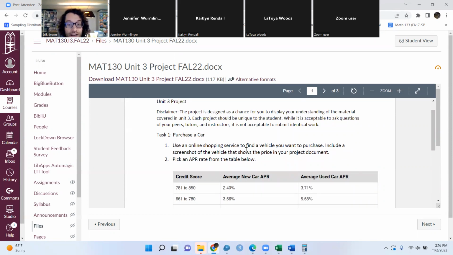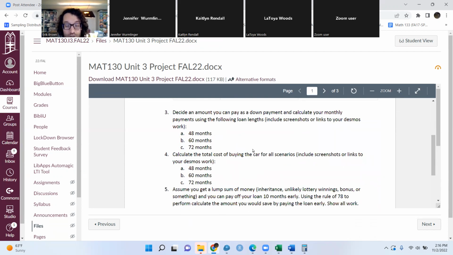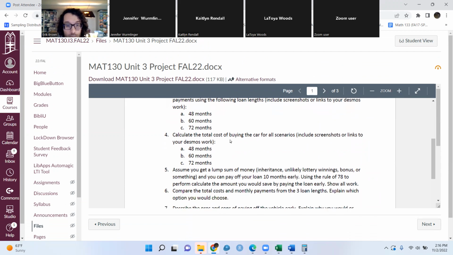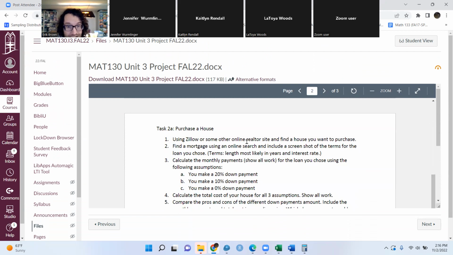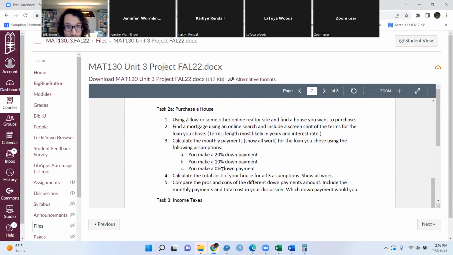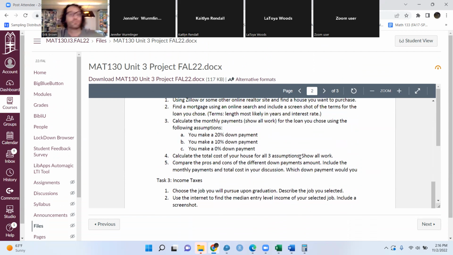So you're going to buy a car and do the car payment stuff. We're going to put together these formulas in a second, and early payoff calculations. And then you can now do the purchase a house thing with the different down payment amounts and the total costs and comparing the two.